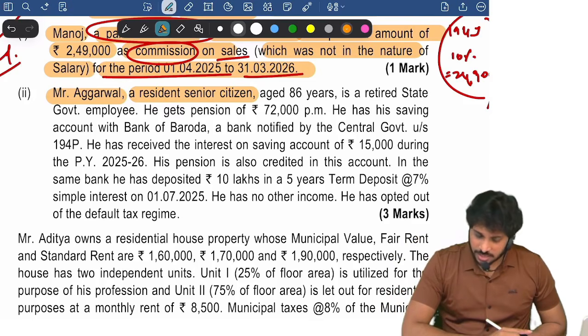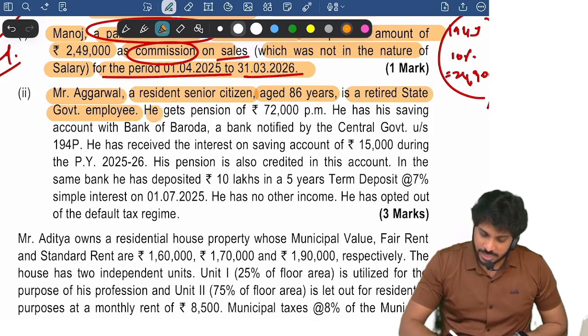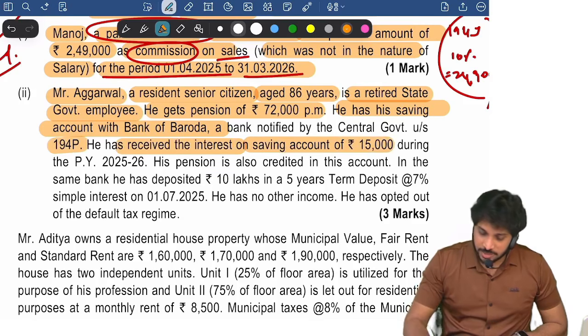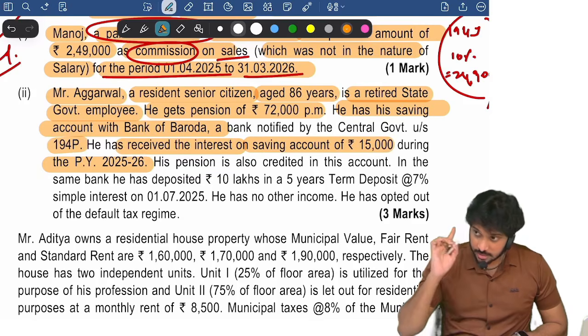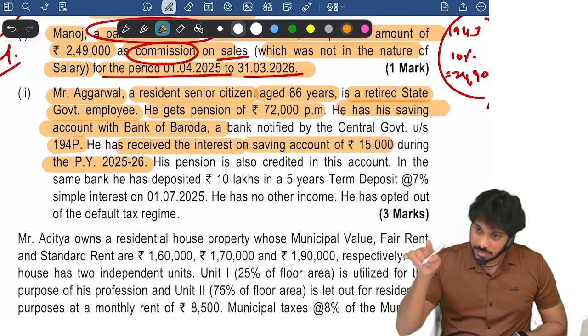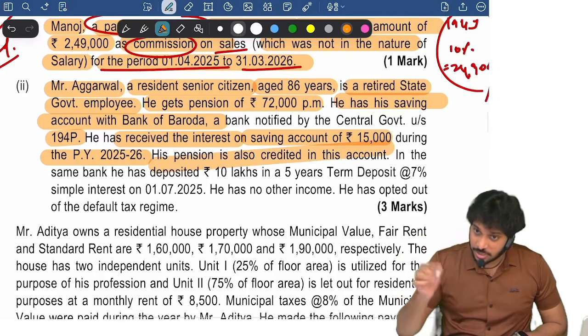Mr. Agarwal, a resident senior citizen aged 86 years, is a retired State Bank government employee. He gets a pension of 72,000 per month. He has a savings account with Baroda, notified under 194P. He received interest on savings account of 15,000 during the year. He is a senior citizen, more than 75, a specified senior citizen. And his pension amount is credited in that account.